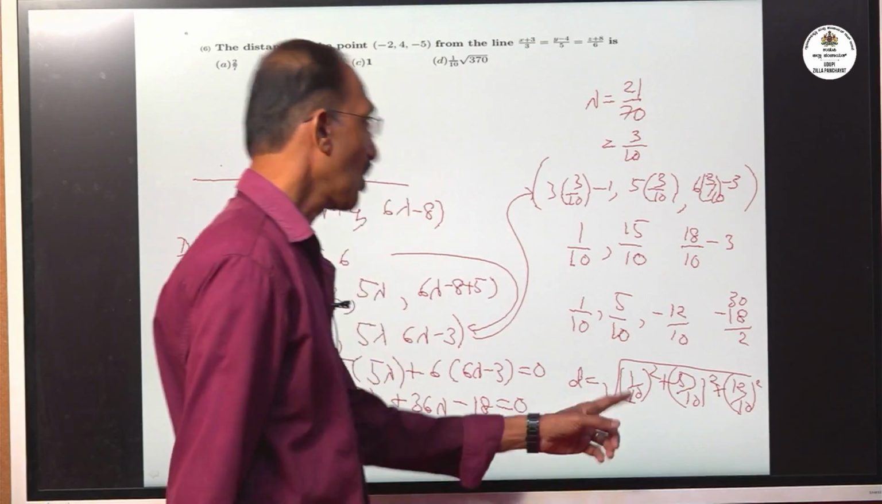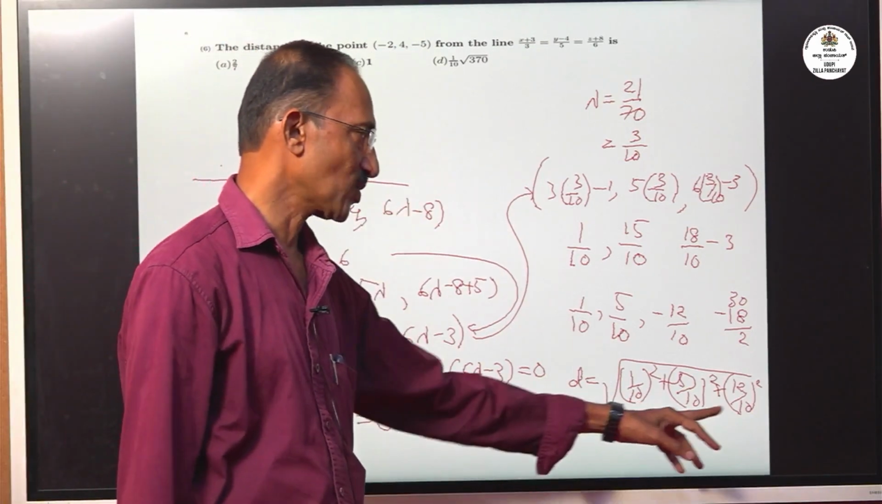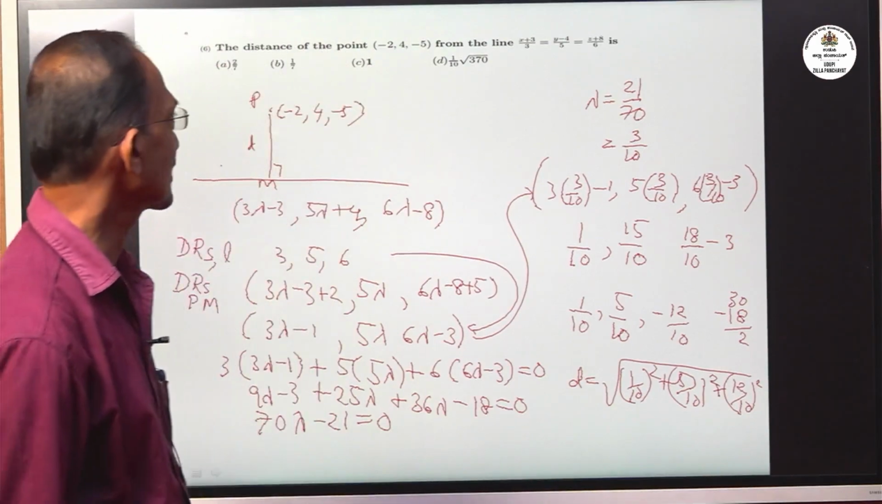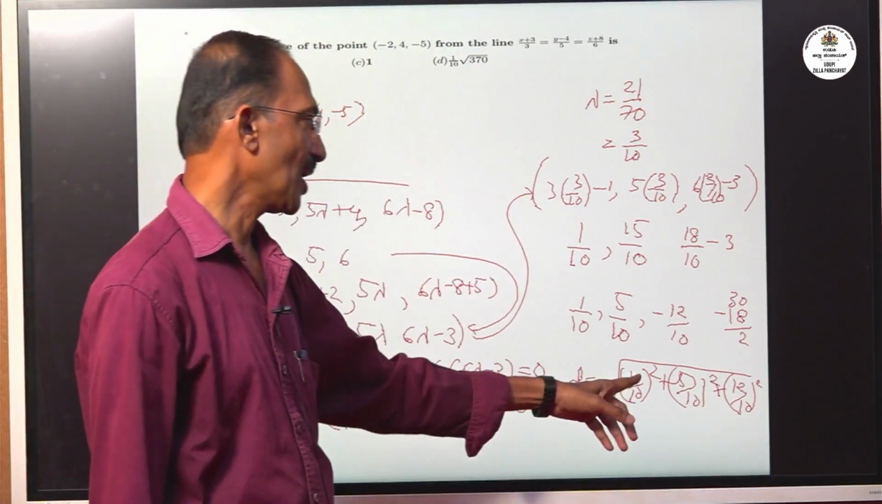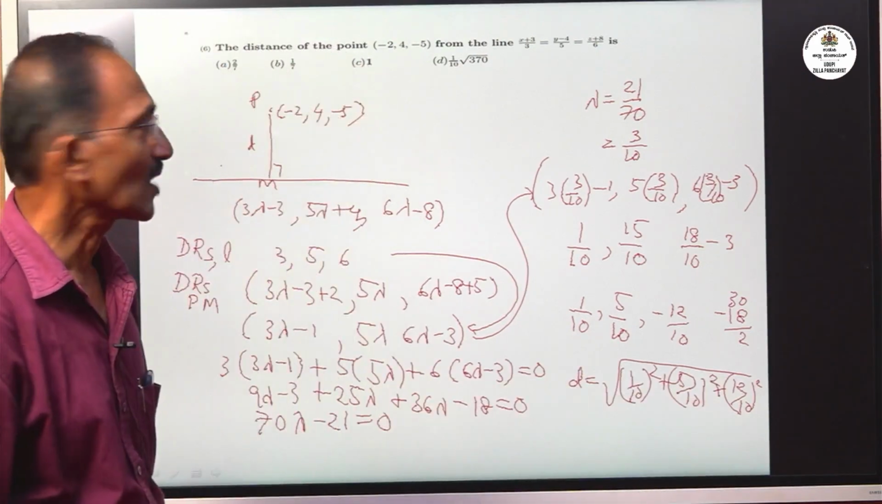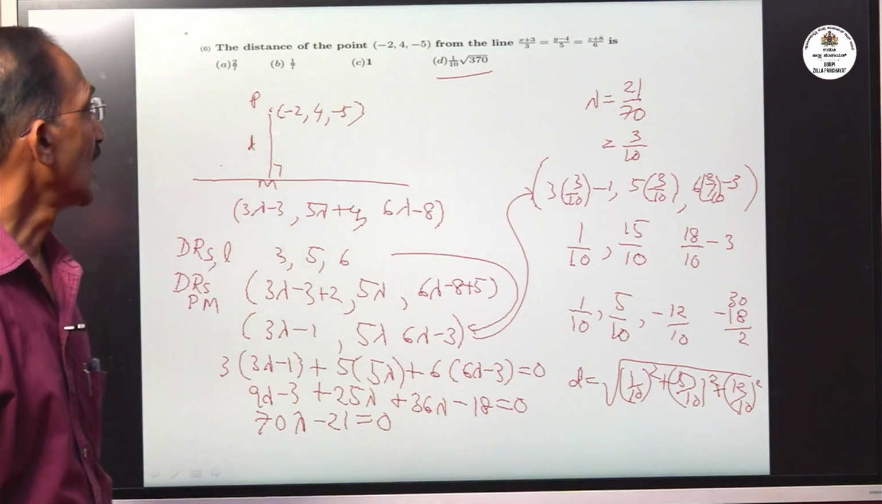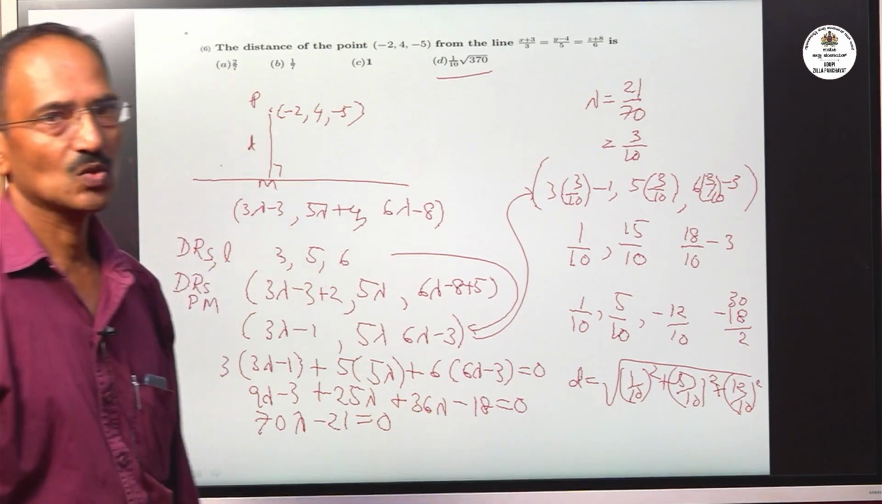So clearly 1 by 10 is common, 10 square, 10 square, 10 square. So 1 by 10 is there, so it is fourth option, and 1 square and 5 square and 12 square, it comes to be 370. So right answer is D, that is the perpendicular distance from the point to the line.